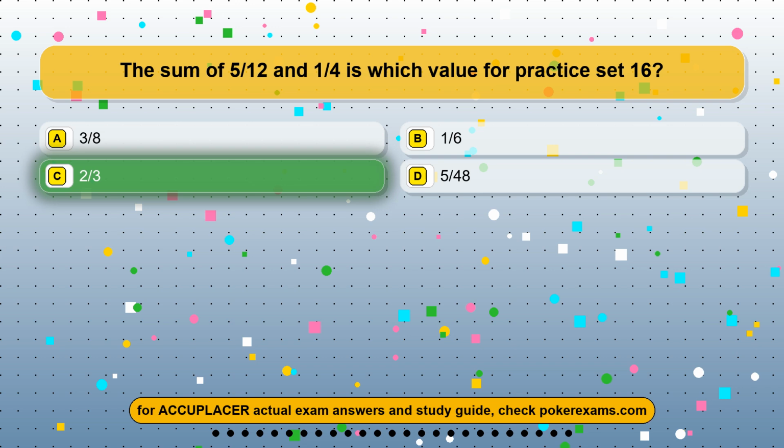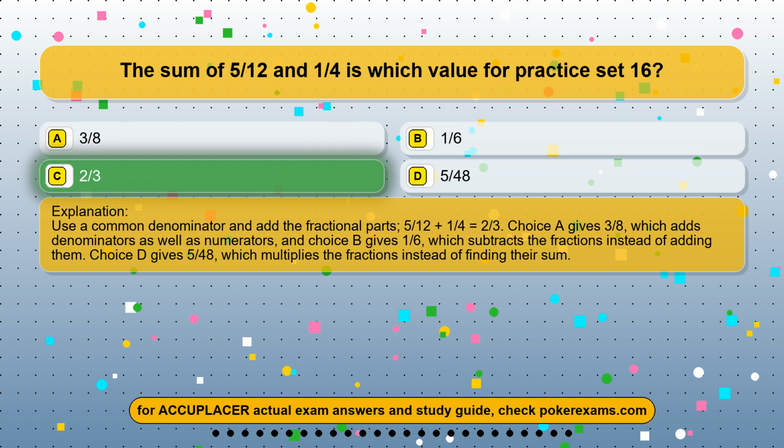The correct answer is option C, 2/3. Use a common denominator and add the fractional parts. 5/12 plus 1/4 equals 2/3. Choice A gives 3/8, which adds denominators as well as numerators, and choice B gives 1/6, which subtracts the fractions instead of adding them. Choice D gives 5/48, which multiplies the fractions instead of finding their sum.